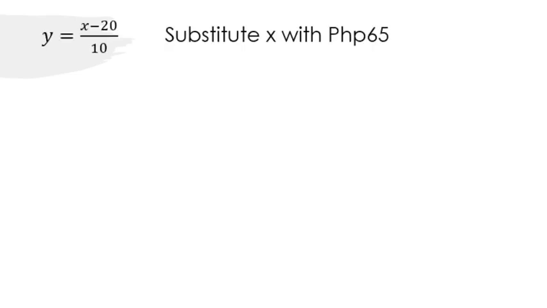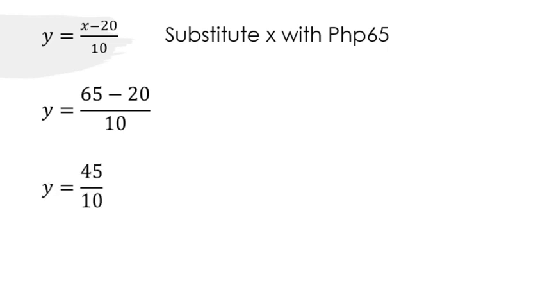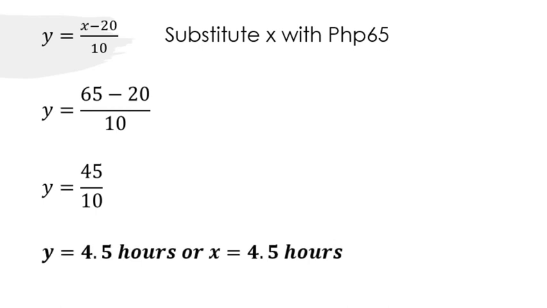So, ngayon, yung 65 natin na y kanina, naging x na siya ngayon, di ba? So, substitute na natin yung 65 kay x. So, magiging 65 minus 20 over 10 equals y. So, that would be 45 over 10 or y is equal to 4.5 hours.